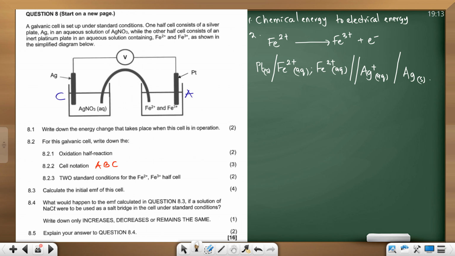Please, a quick warning again. You write the values. And what is my concentration? 1 mole per dm cubed. Okay, I'm done. Calculate the EMF, guys. I'm done with that.